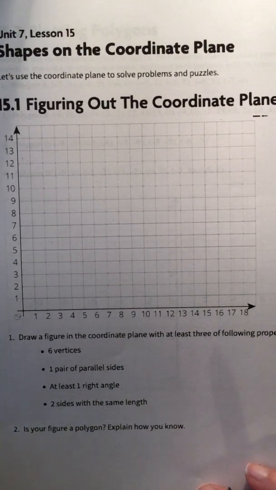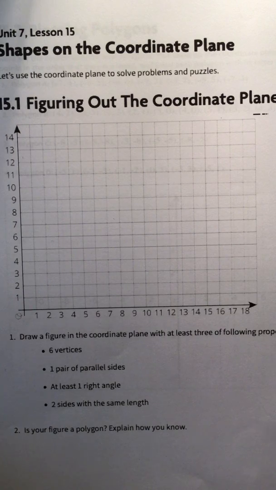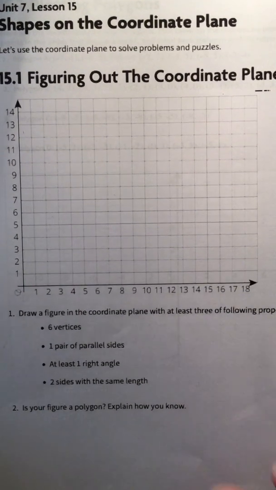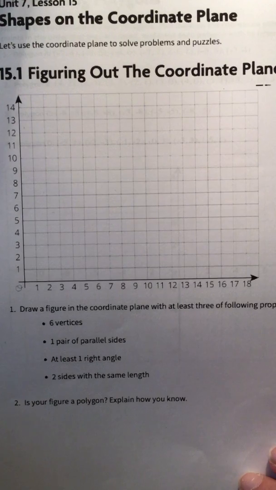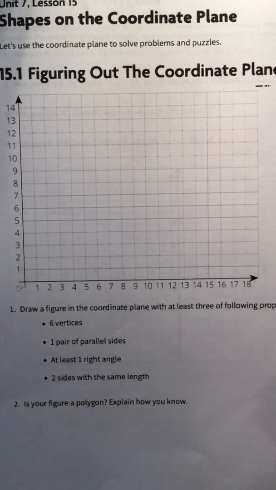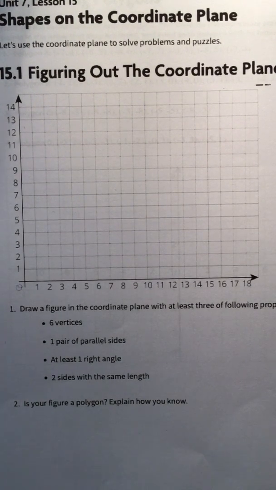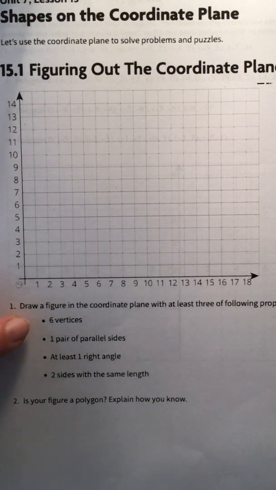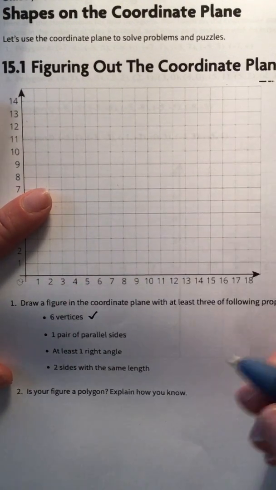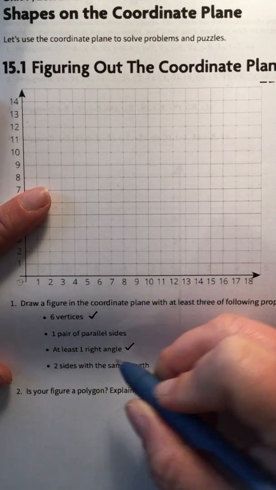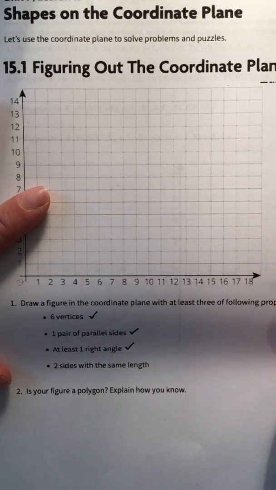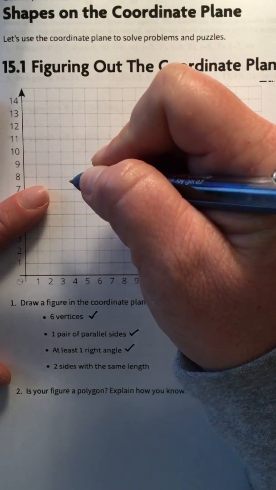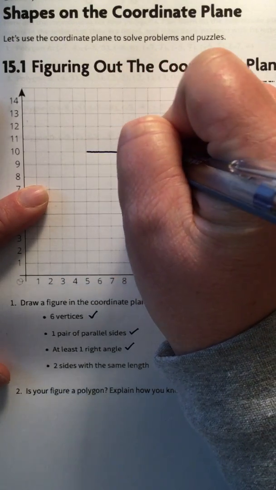So for number 1, it says, draw a figure in the coordinate plane with at least 3 of the following properties. So your shape has to have 6 vertices, 1 pair of parallel lines, at least 1 right angle, and 2 sides with the same length. So you have to pick 3 of those. So I'm going to do one with 6 vertices. I'm going to do one with at least a right angle, and then a pair of parallel lines. So I'm going to start with my parallel lines.